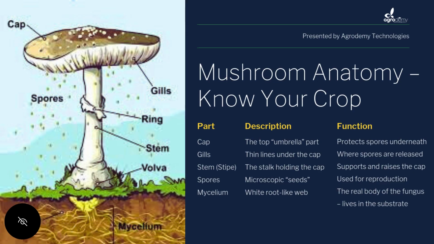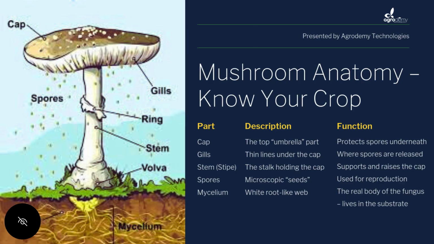No long stories today. The mushroom anatomy, you need to know your crop. So there are a couple of parts of a mushroom that you need to know. First is the cap. We call it the top umbrella part, and that's what protects the spore, which is underneath the mushroom fungi and allows it to grow. Then mushroom also have what we call gills. The gills are the lines under the cap, and that's where the spores are released from.